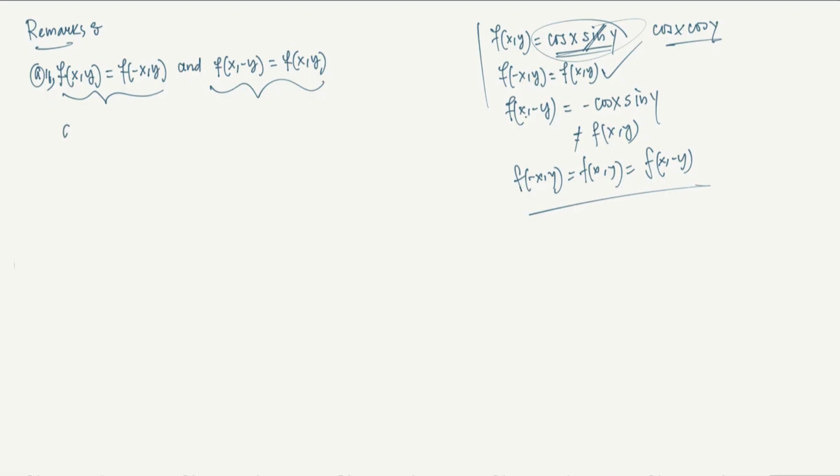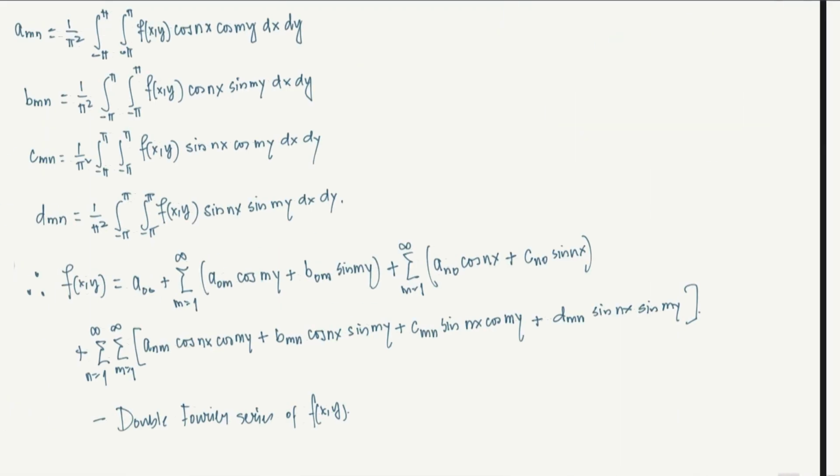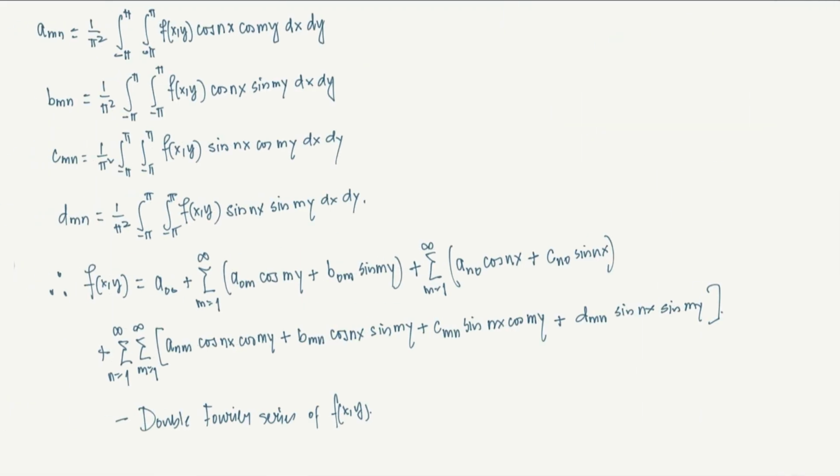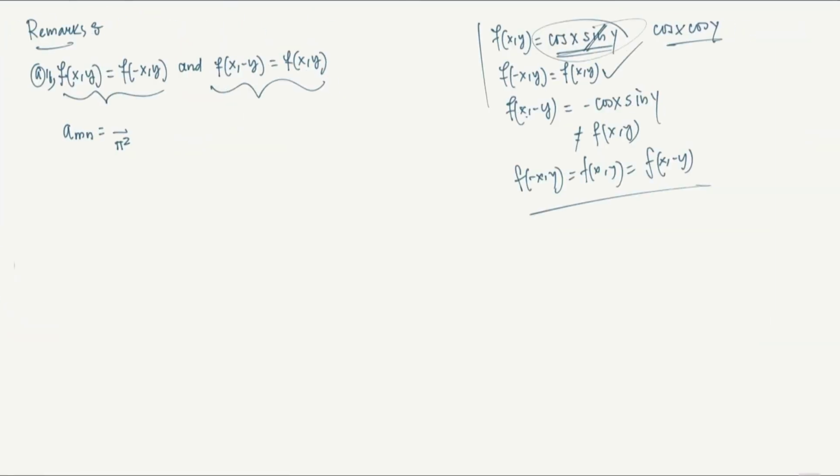See, a of mn. In this case, the coefficient a of mn will look like this: 1 by pi square. Let me just check. What is amn? Amn is 1 by pi square, integral minus pi to pi, f of xy cosine nx cosine mx dx dy, right? So in this case, we will have 4 by pi square, and then 0 to pi, 0 to pi.